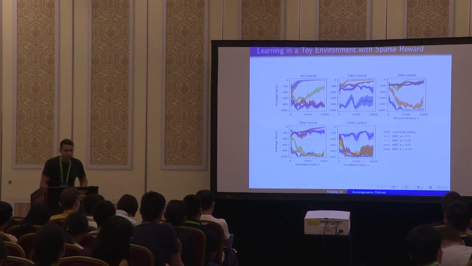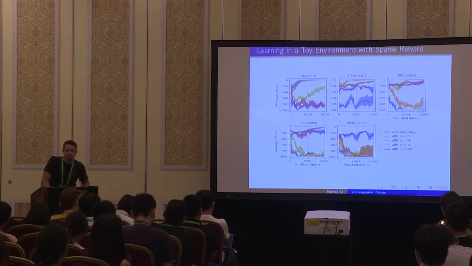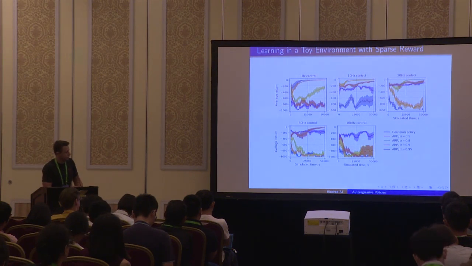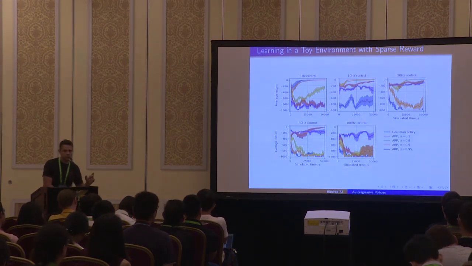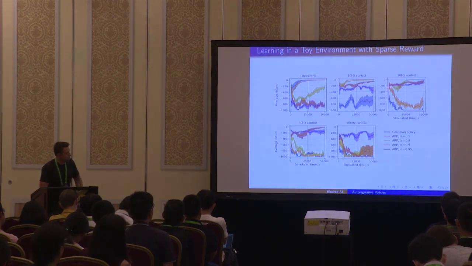We conducted a series of empirical experiments where we compared autoregressive policies with conventional Gaussian policy, and in all the learning experiments we used Baselines' OpenAI PPO algorithm. The first set of experiments we conducted on the same simple simulated environment that I showed in the beginning of this talk. In this case, it's a sparse reward task. The agent only gets reward when it reaches the target to within a certain distance. We repeated the experiment at a wide range of different action frequencies.